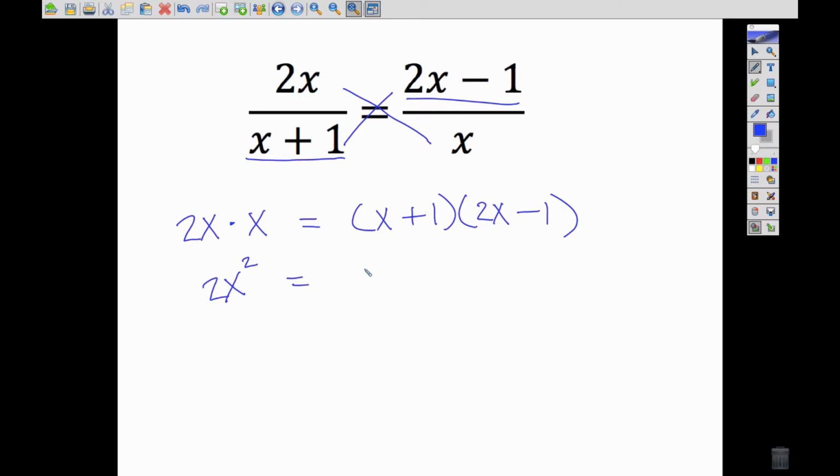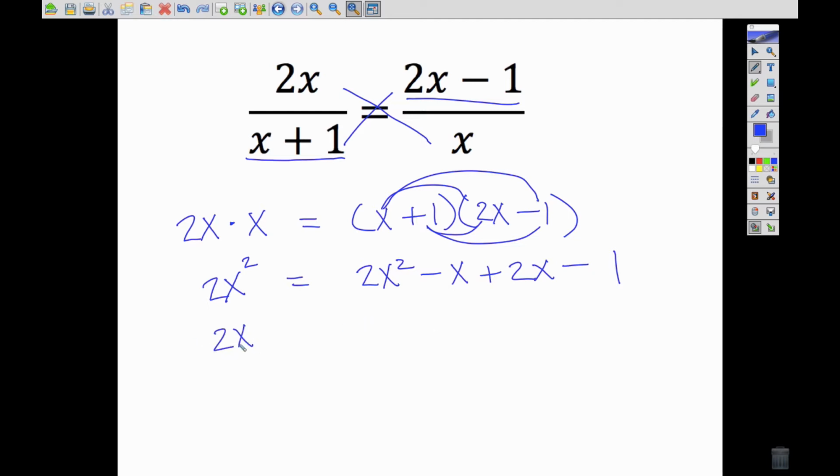and then I'm going to FOIL this out, multiply it out, so we get x times 2x would give us 2x to the second, and then x times negative 1 is negative x, and then 1 times 2x is a positive 2x, and positive 1 times negative 1 is negative 1. And then I have 2x to the second is equal to 2x to the second. Negative x plus 2x is just a positive x, and I have minus 1.